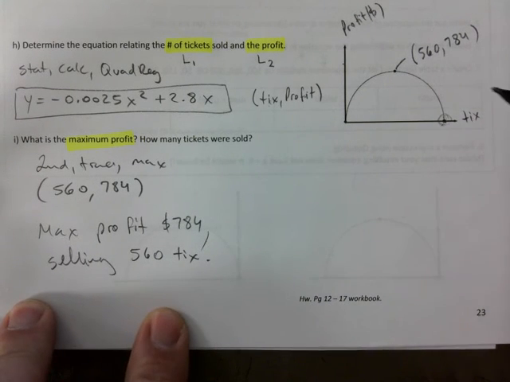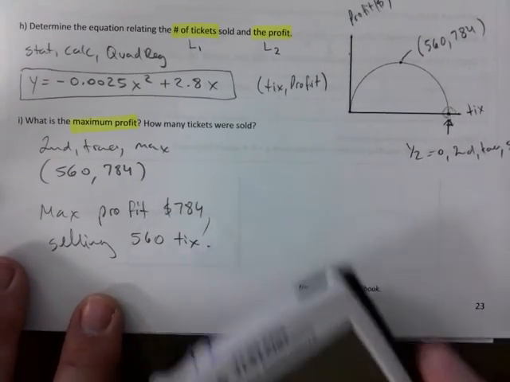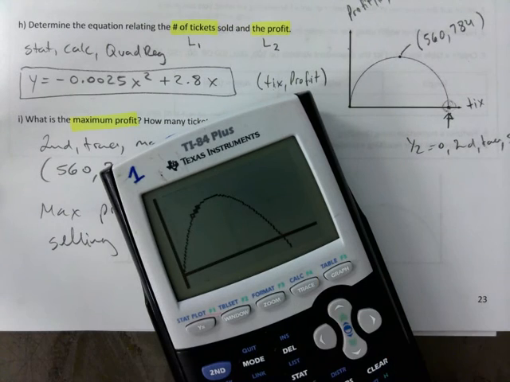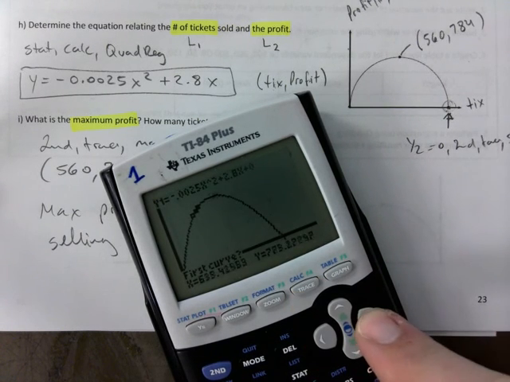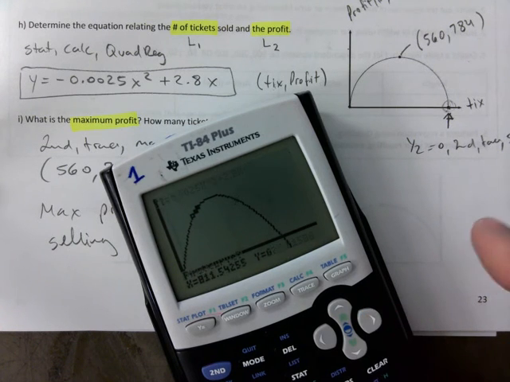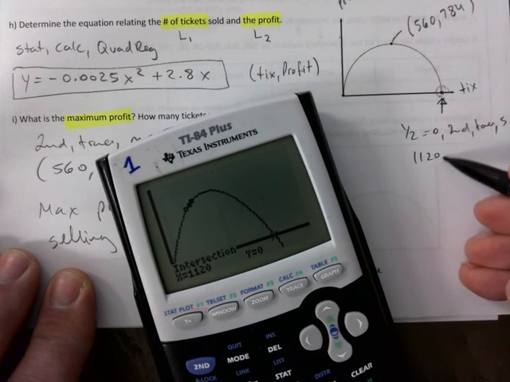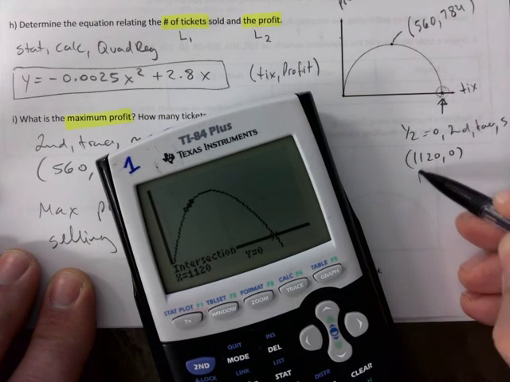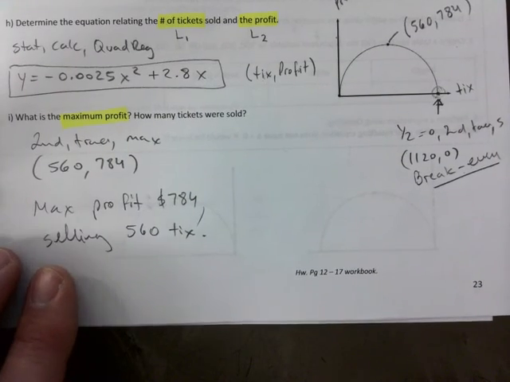But this is like the number of tickets here would give you. Let's find that x-intercept. What is this here? Right, y2 is equal to 0. Second trace 5. Let's find that guy. Hit graph, second trace 5. I'm just going to go over to that side. 1,120, 0, right? So this is the break even. That's the break even point, the x-intercepts.